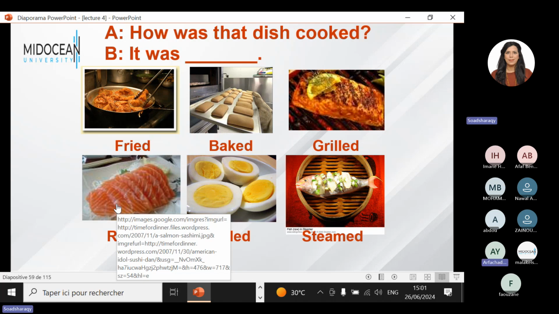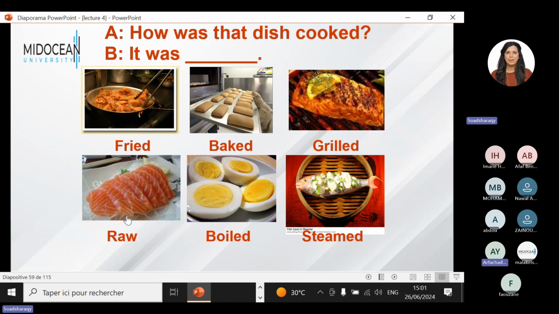I think photo number 6, it's a fish. Raw food is not cooked, okay? And steamed, how is it cooked? Steamed food. Here you have an example. It's like steamed vegetables, for example.